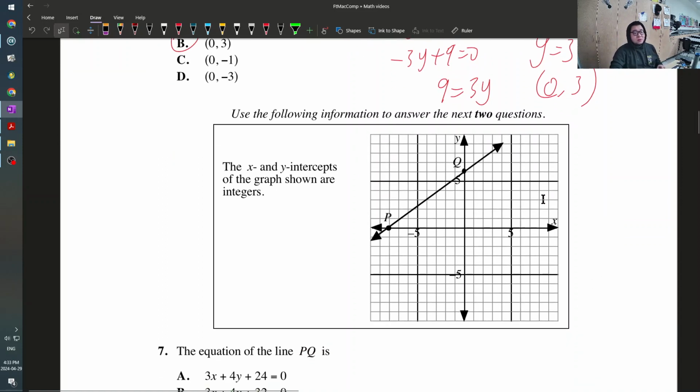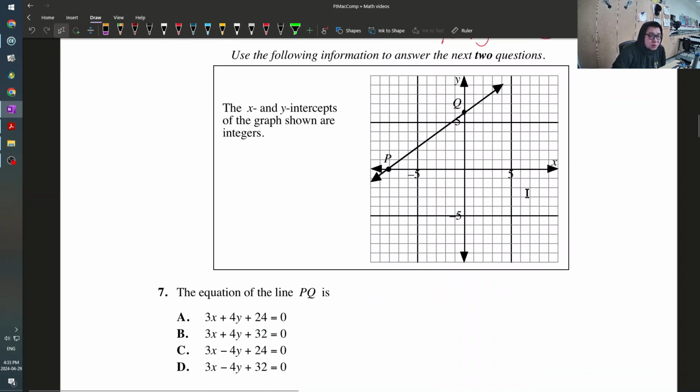Right, use the following information to answer the next two questions. The x and y intercepts of the graph shown are integers. Okay, so p and q are integers. What is the equation of the line pq?